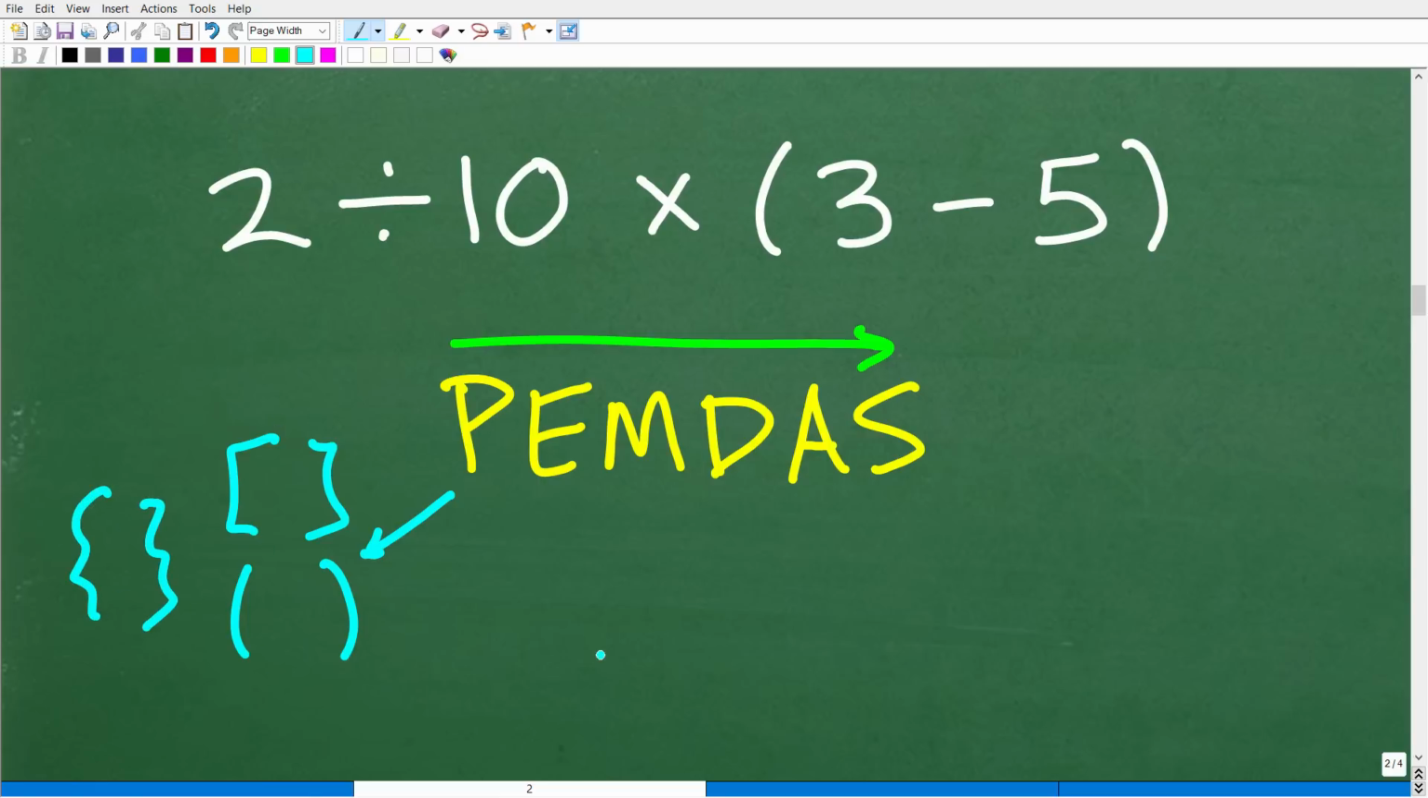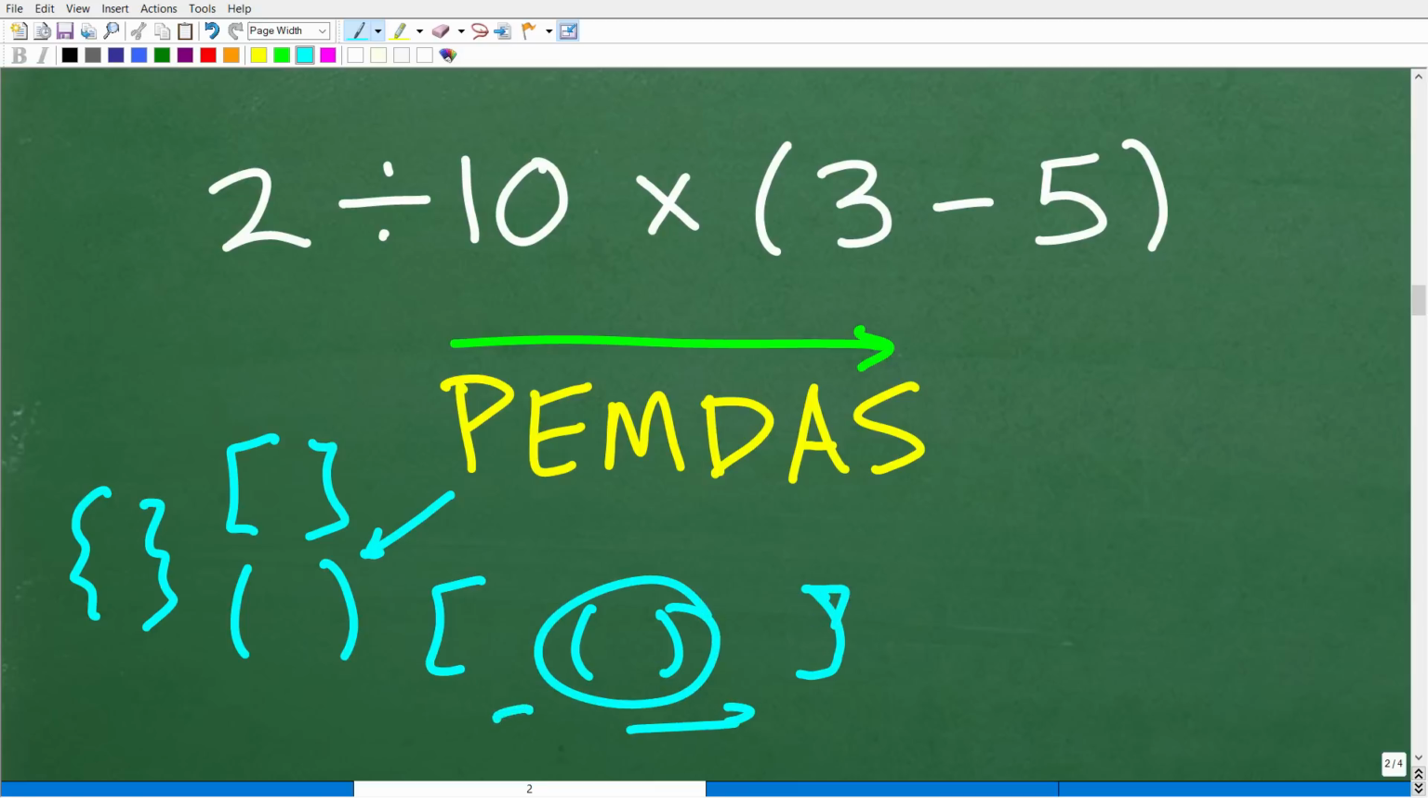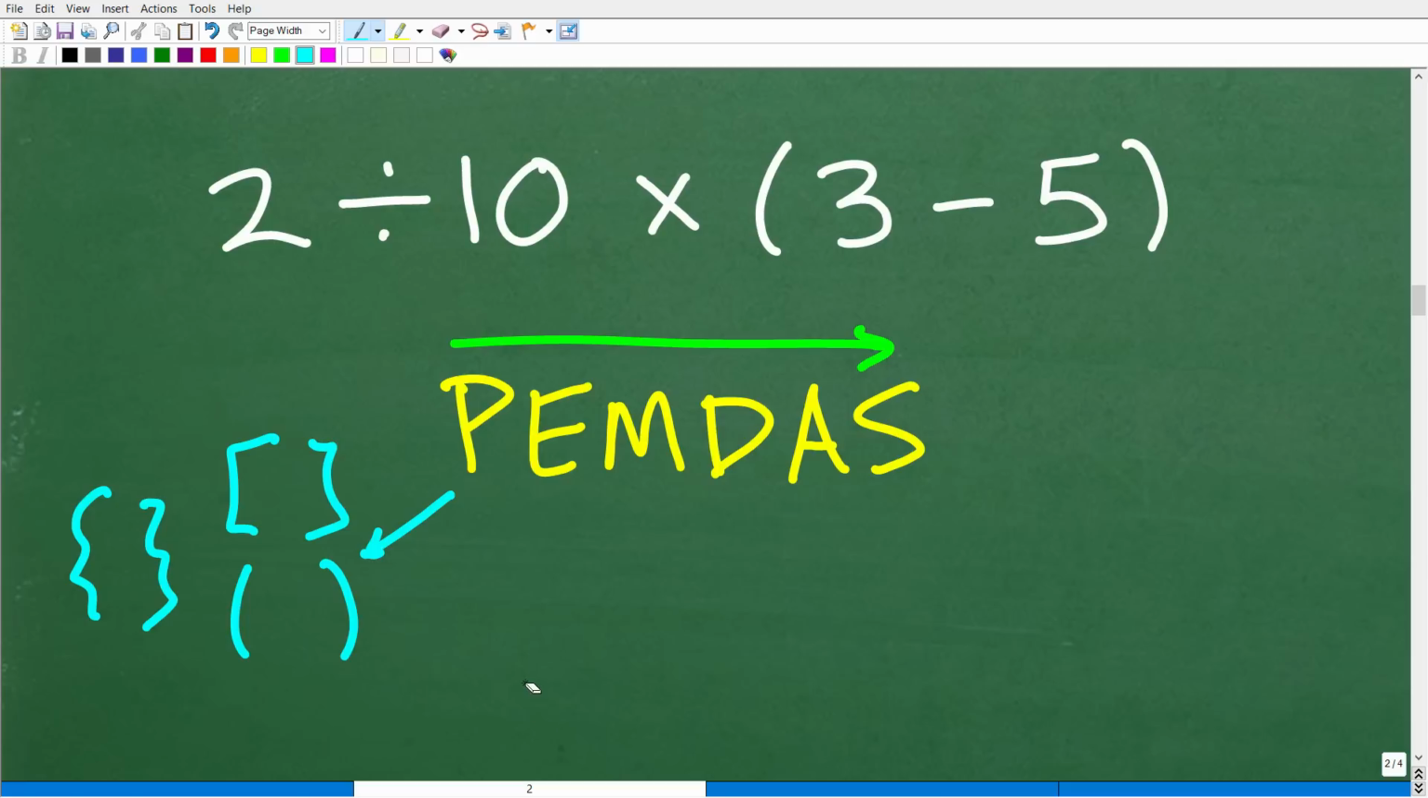And you're going to work from the innermost brackets. So if you have multiple brackets, which you certainly can in a problem, you're going to work from the innermost working out. Okay. All right, so that's what P stands for, parentheses or grouping symbols. So that's our first thing.